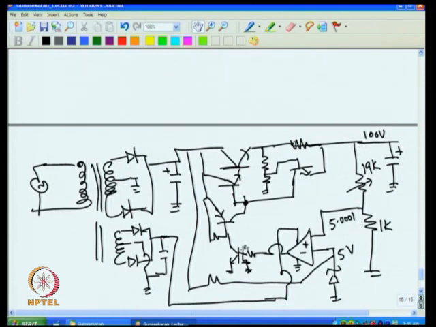So if I use this circuit, all that I do is change this: instead of minus, I put plus minus there, and then put plus here.